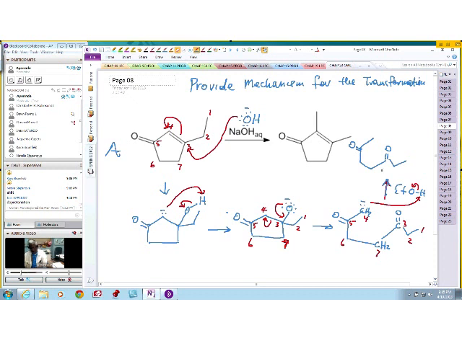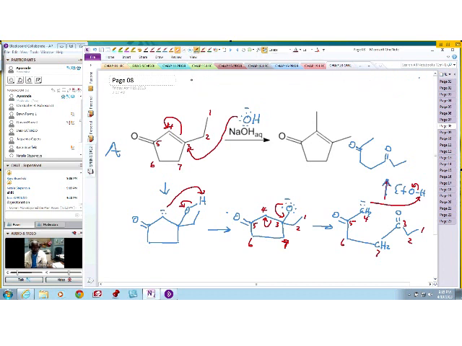Now, the interesting thing that now happens, keep in mind what have we formed now. We have essentially opened up this molecule to now form this diketone right here. Now, keep in mind, this is what we want to explain. How do we form this product right here? Okay, so let me make some space. How do we form that product?